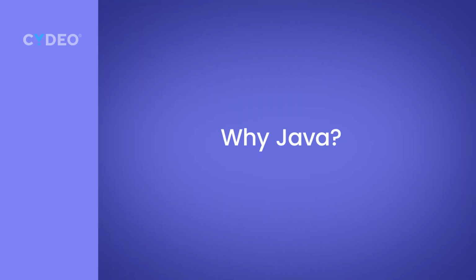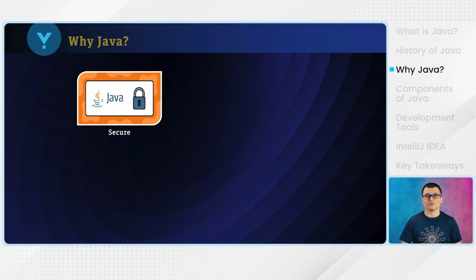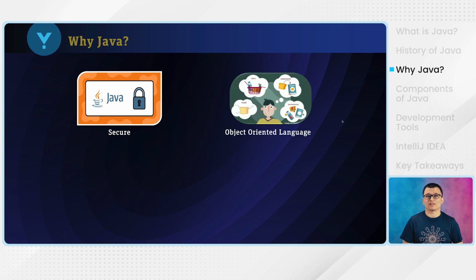Why should we learn Java instead of other programming languages? What makes Java more special than the other programming languages? There are a couple of reasons why we should choose Java. The very first reason is that Java is secure. It is a secure programming language. It was built to include a high level of security. The second reason is that Java is an object-oriented programming language. It is object-oriented, meaning that almost everything is an object in Java.